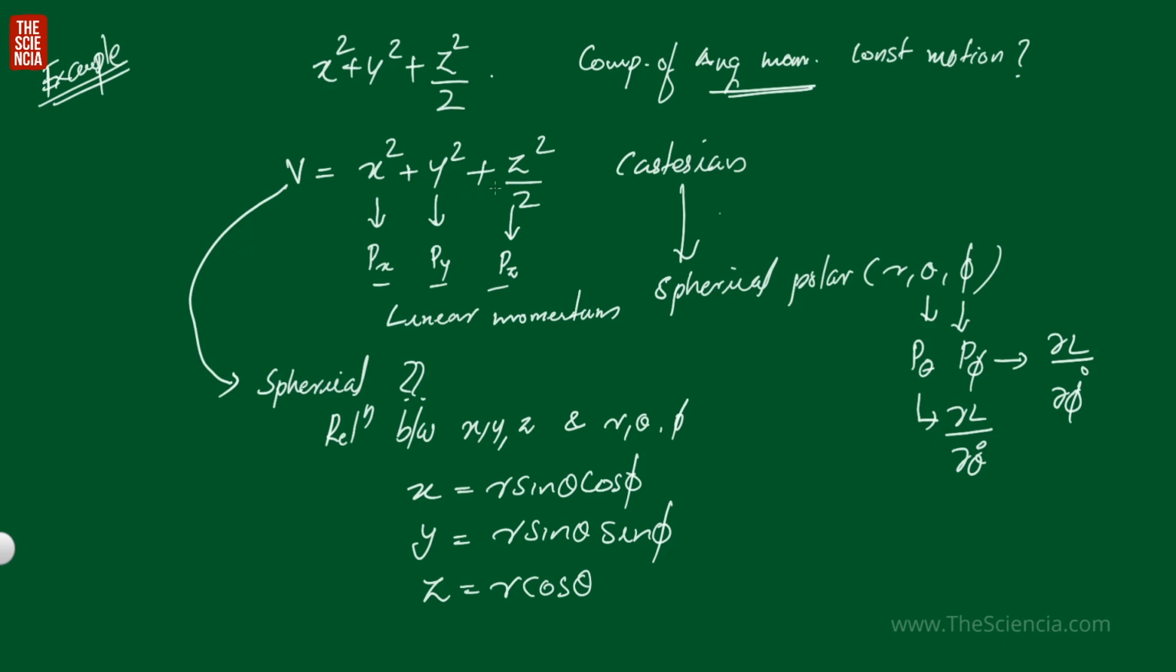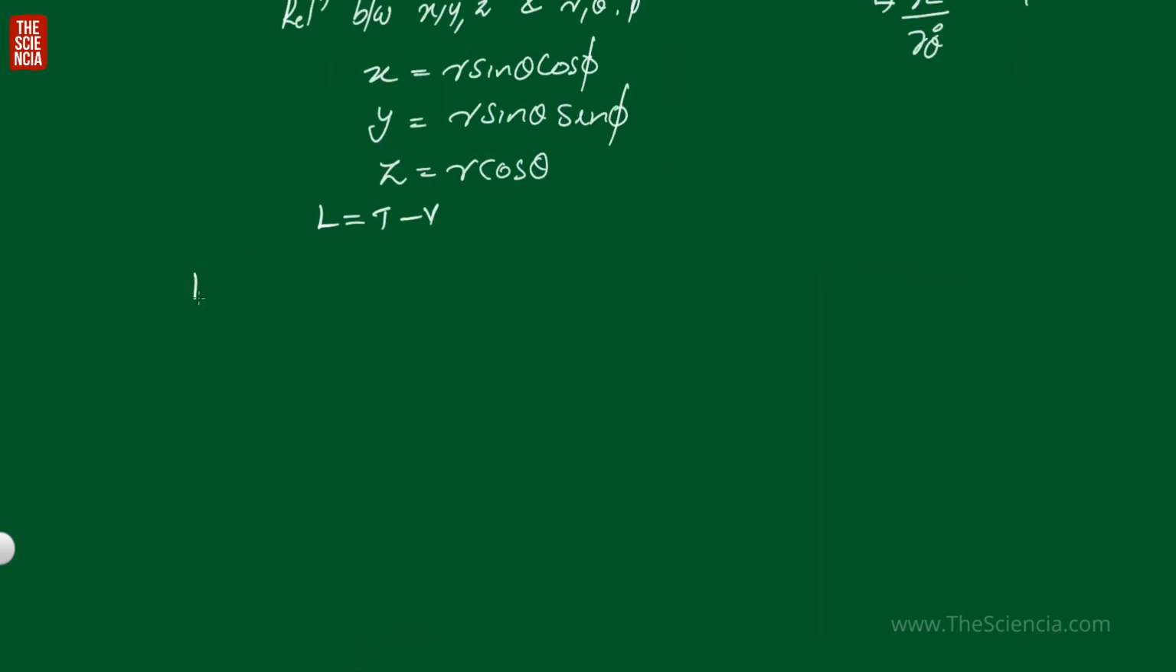But to find the generalized coordinates, we have to know the Lagrangian. Then what will be the Lagrangian here? That is T minus V. So the Lagrangian will be equal to, see, what is the general form of kinetic energy in spherical polar coordinate system? It is equal to 1 by 2 m (r dot square plus r square theta dot square plus r square sin square theta phi dot square) minus V.